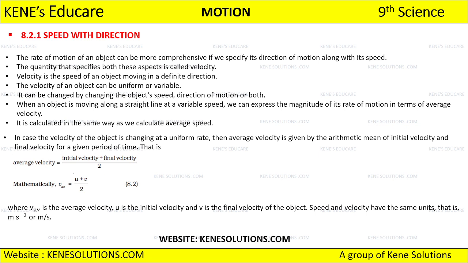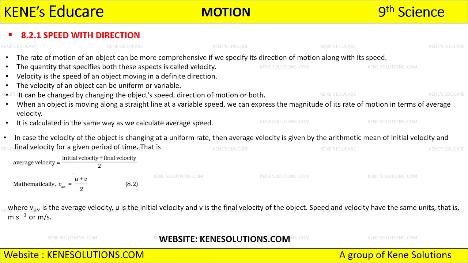If the velocity of the object is changing at a uniform rate, then the average velocity is given by the arithmetic mean of the initial velocity and final velocity for a given period of time. Over here we get the formula for average velocity as initial velocity plus final velocity divided by 2.